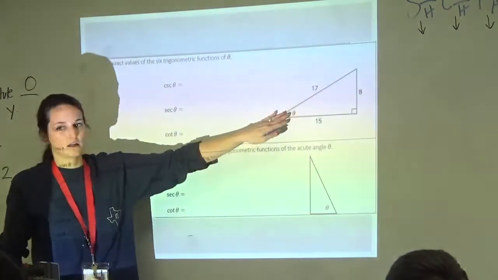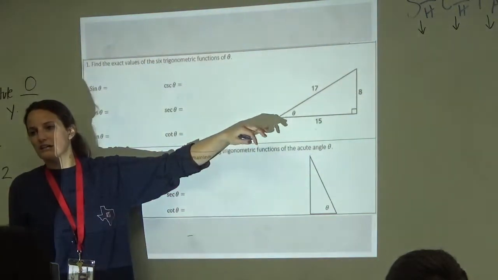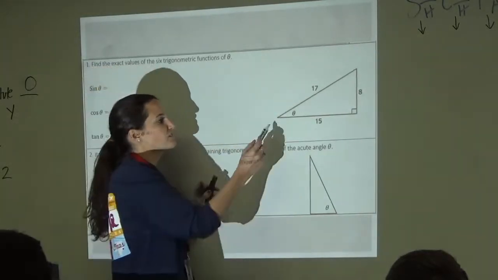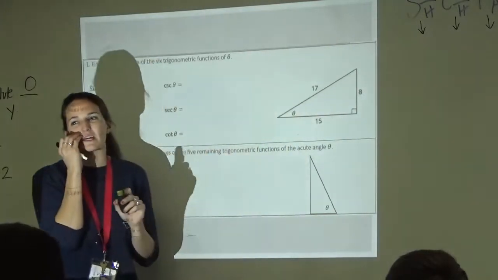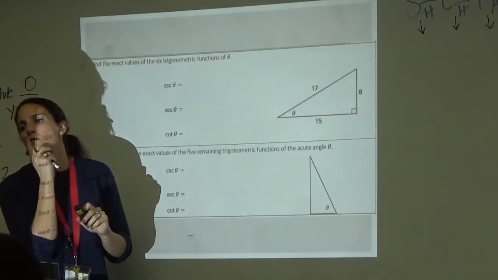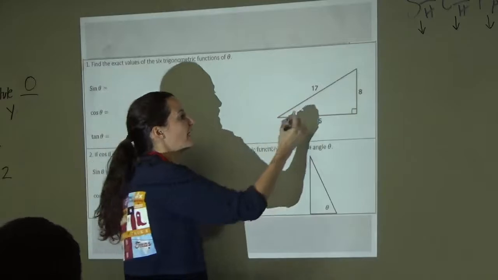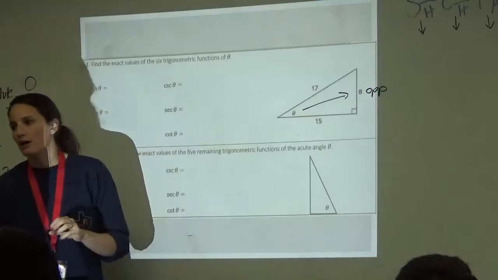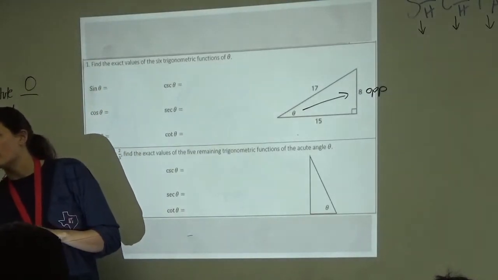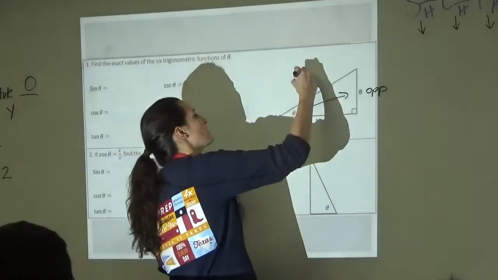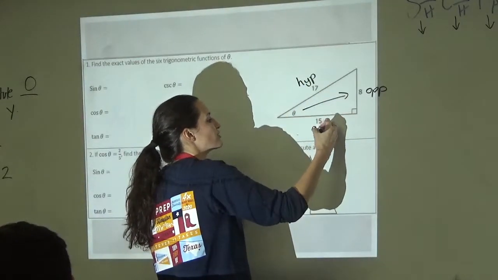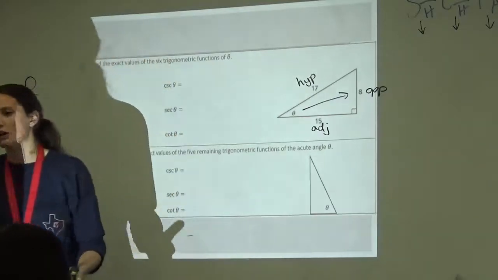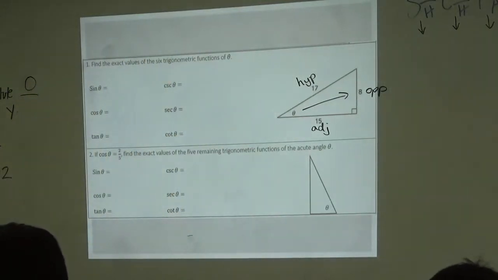So if this is theta, I'm going to call on a few people to tell me which side is which. If this is theta, which of these 3 would you say is the opposite? 8. 8 is going to be our opposite because it's across from theta. Our hypotenuse, which one's the hypotenuse? 17 is going to be our hypotenuse, and that leaves our adjacent to be 15. So I would start with these problems. It helps a lot to mark up your paper, label all the sides so that then it's easy to do your SOHCAHTOA for whatever you want.